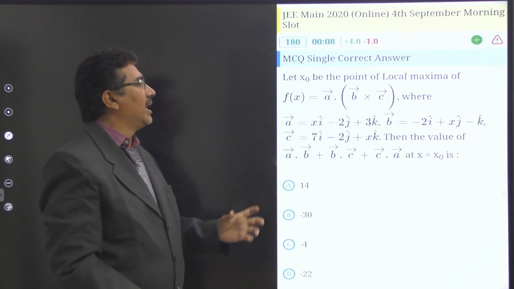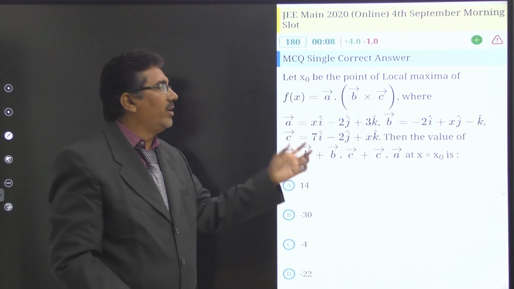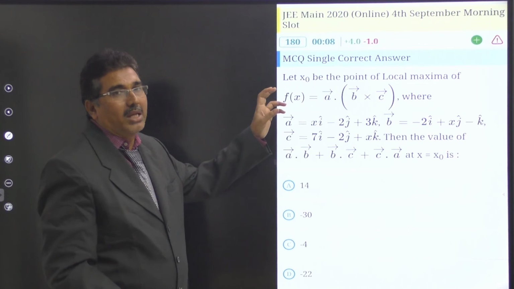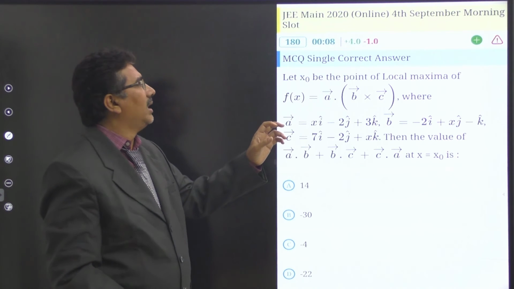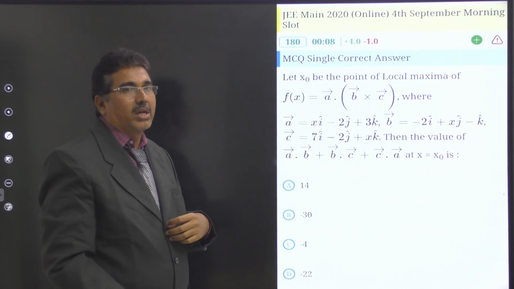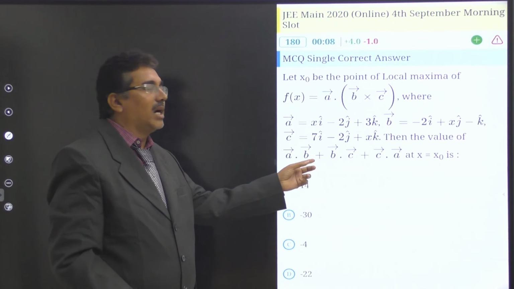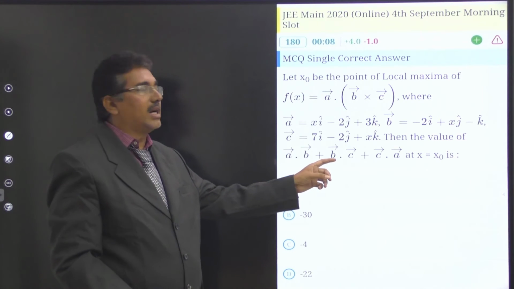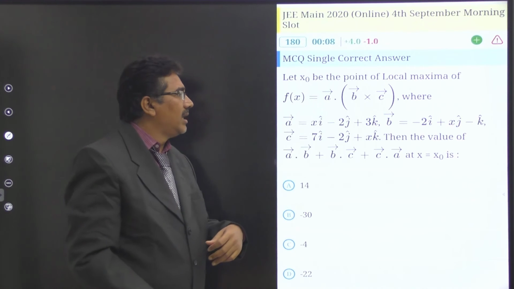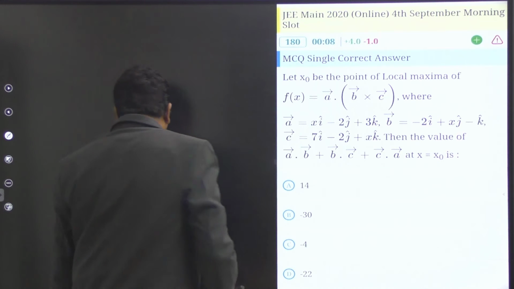Finally, simply conclude what is given and what is the required value. The given value is box of a bar, b bar, c bar at maximum value, at x equal to x0. Find a bar dot b bar plus b bar dot c bar plus c bar dot a bar. For this, first calculate box of a bar, b bar, c bar.